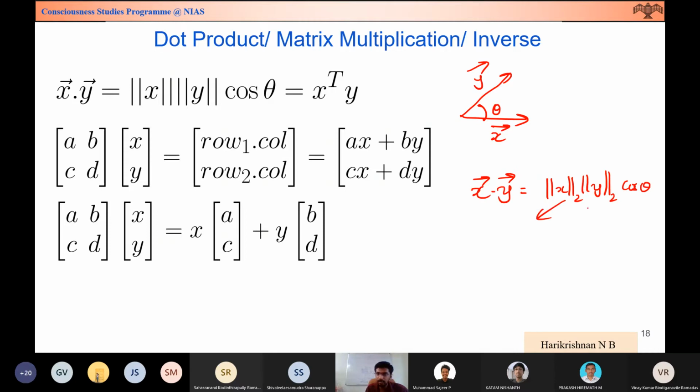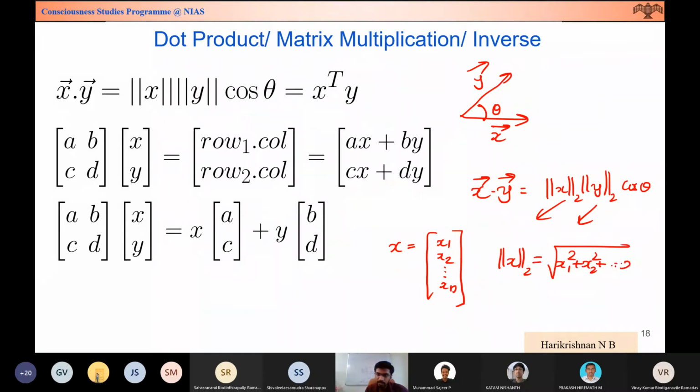So what is this magnitude? That I will define. Suppose x has these entries, x1, x2, up to xn. Then the magnitude is defined as the square root of x1 square plus x2 square, etc., plus xn square. Similarly y is also y1, y2, etc., yn, and its magnitude is the square root of y1 square plus, etc., plus yn square.